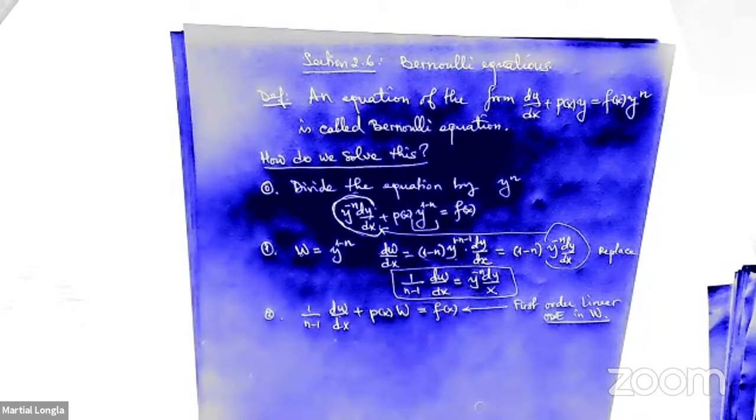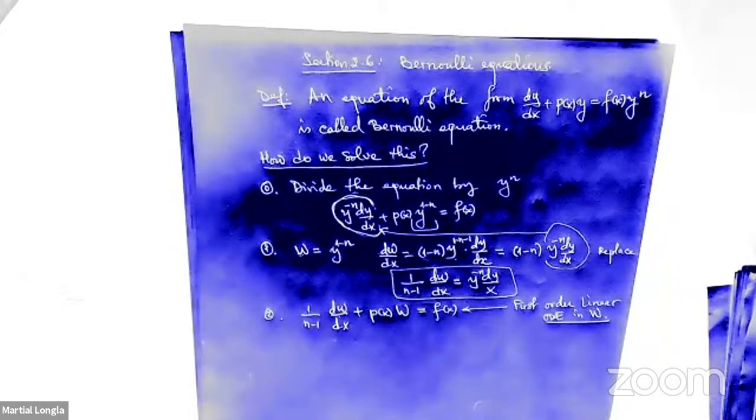So if you really master that linear thing, all you need to do here is just remember how to do this transformation. Once your transformation is done, the rest is easy. You know how to do it already.